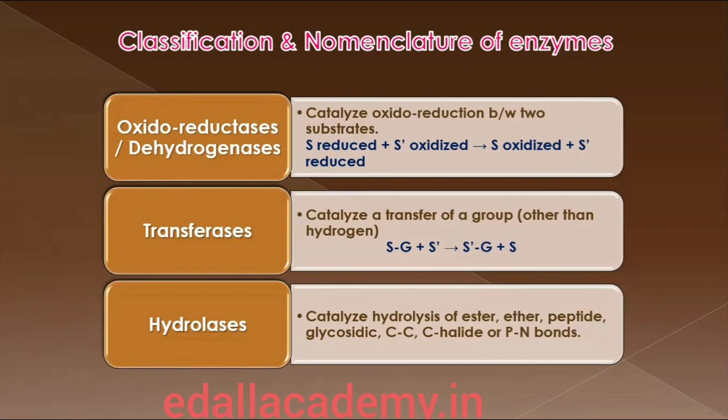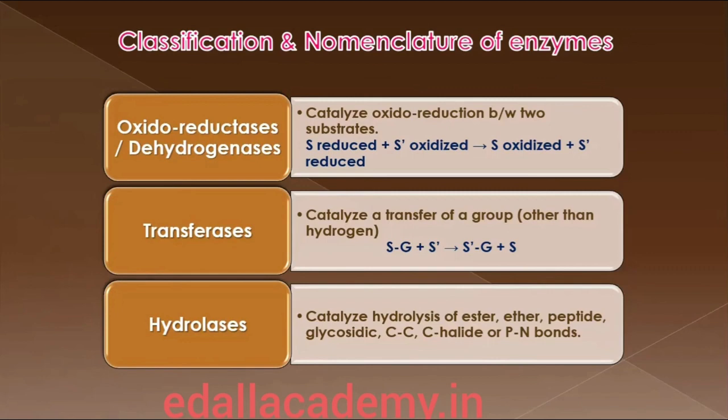And another enzyme class is transferases. Enzymes catalyzing a transfer of a group, generally called G, other than hydrogen between a pair of substrates. It is denoted as S and S'. Example, how does the enzyme catalyze? That is very clearly given in the form of an equation. You go through the equation.